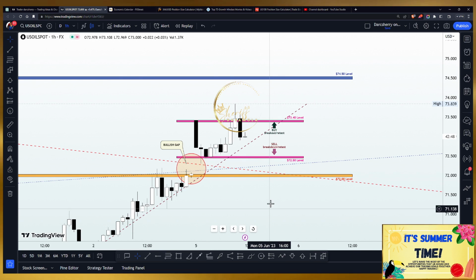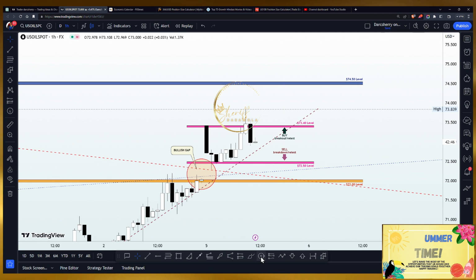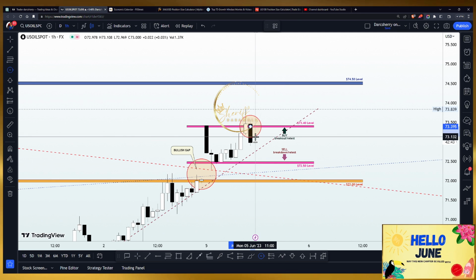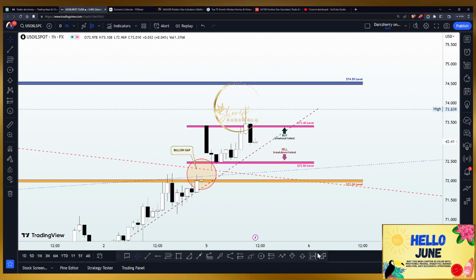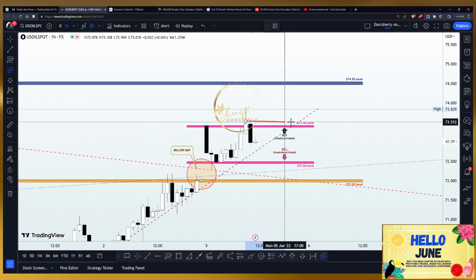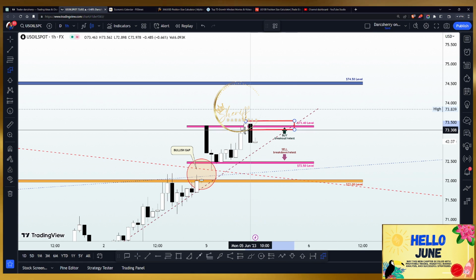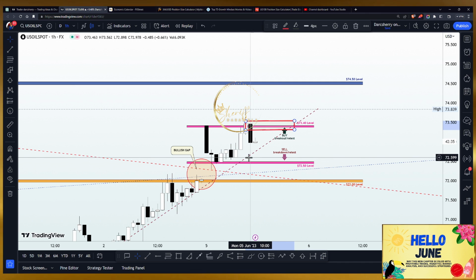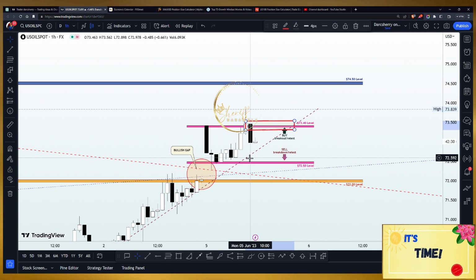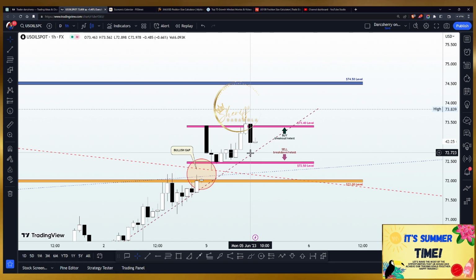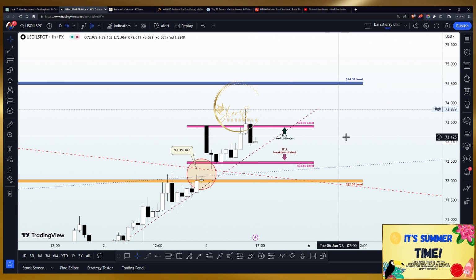And now that we have a breakout of the $73.40 area, I want to be having a buy stop order above the $73.40 area to capture this trend continuation to the upside. And as you can see, price still remains above that trend line, giving us more confidence to be in a buy position here. So what we are looking forward to here to buy the US oil spot is for price action to climb back above the $73.40 level. So that is that for buying the US oil spot for today.